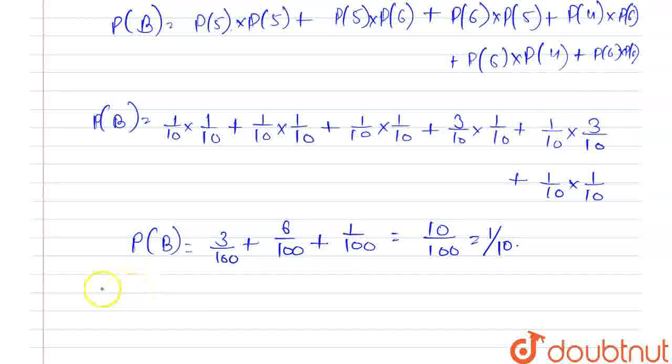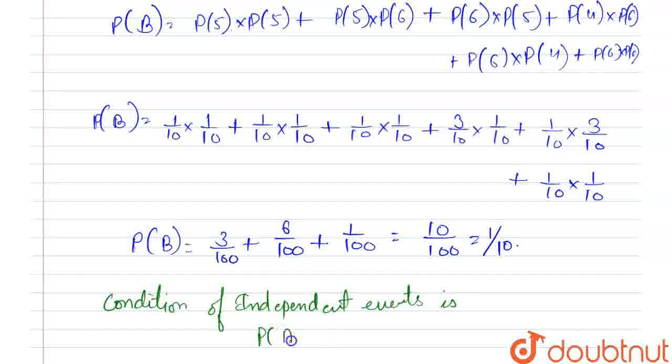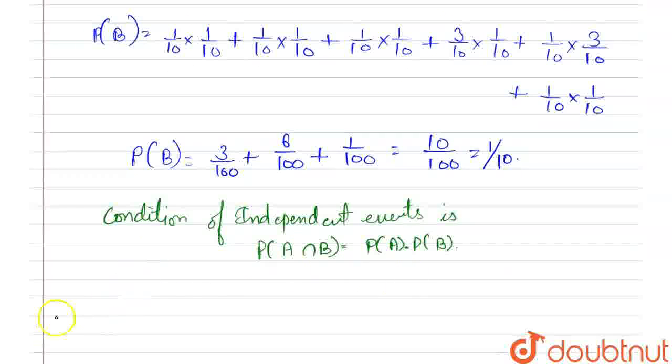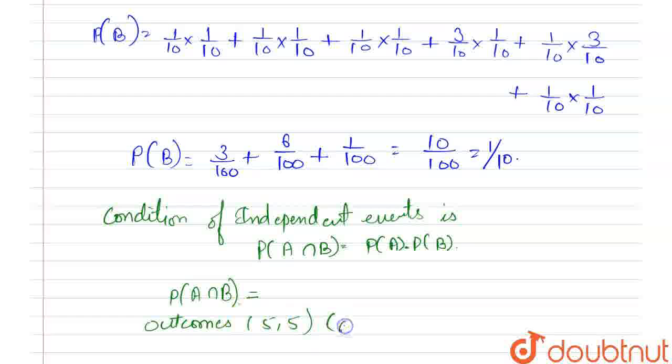So the condition for independent events is probability of A intersection B equals probability of A into probability of B. First of all we have to find probability of A intersection B. The outcomes for A intersection B are 5,5 and 6,6.